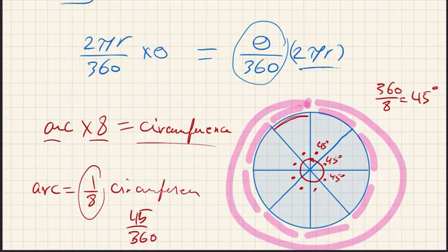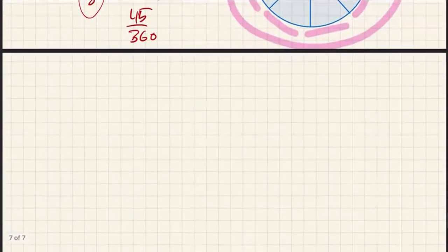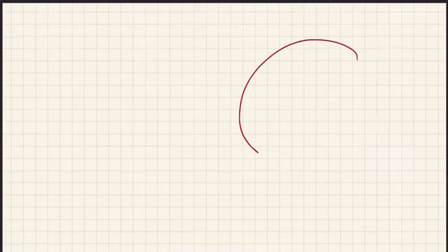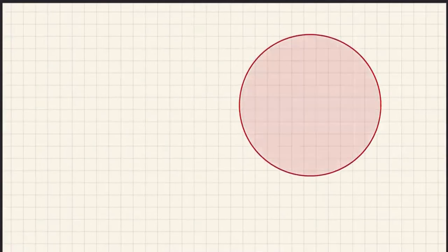Okay, now something practical. Suppose you have a pizza, and you want to share this pizza with your friends. You are 6 people, and you want to divide this pizza into 6 equal parts. What is controlling these equal parts? The angle. You want to make 6 equal parts.